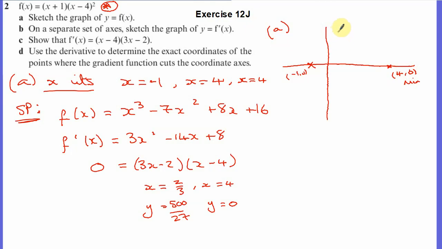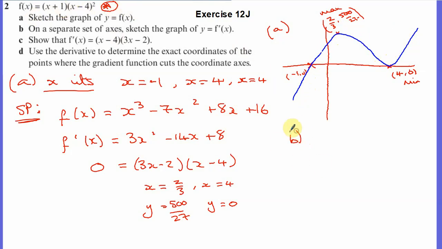And we've got 2 over 3 and 500 over 27. By the nature of the graph, I know that's a maximum point. I can always double check that by finding the second differential, and at the point when you sub in x is 2 over 3, you would see that it would be a negative second differential. So, drawing the graph in a different colour, it's going to go up, down, touch the graph and go up. And it's an x-cubed graph, so that just makes sense that it would look like that.